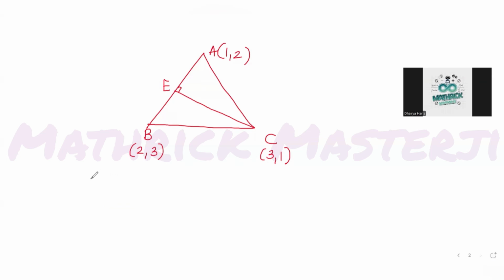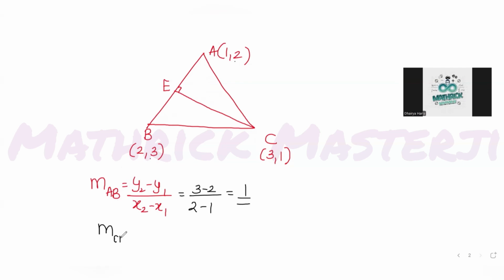If I find the slope of line AB using y2 minus y1 divided by x2 minus x1, I get the slope as (3 minus 2) over (2 minus 1), which gives me 1. So the slope of AB is 1. Since this altitude is perpendicular to AB, and slopes of perpendicular lines are negative reciprocals, the slope of CE becomes the negative reciprocal of the slope of AB, which is negative 1 over 1, so negative 1.